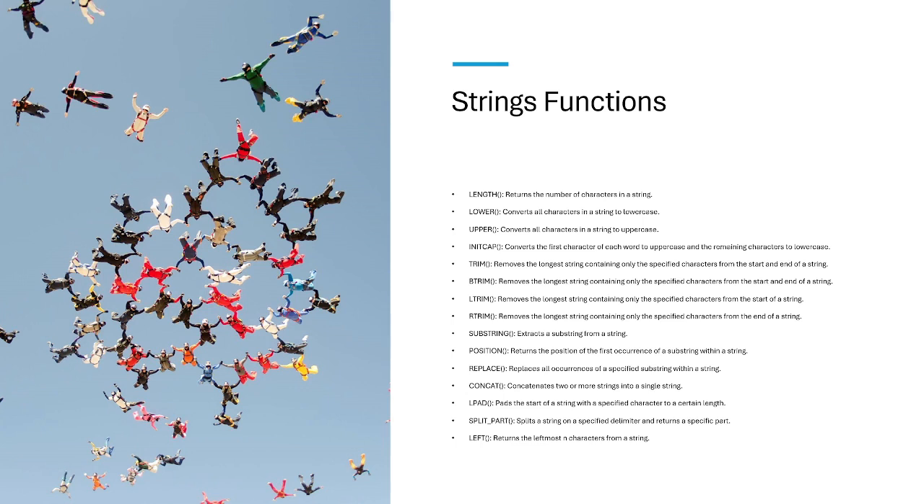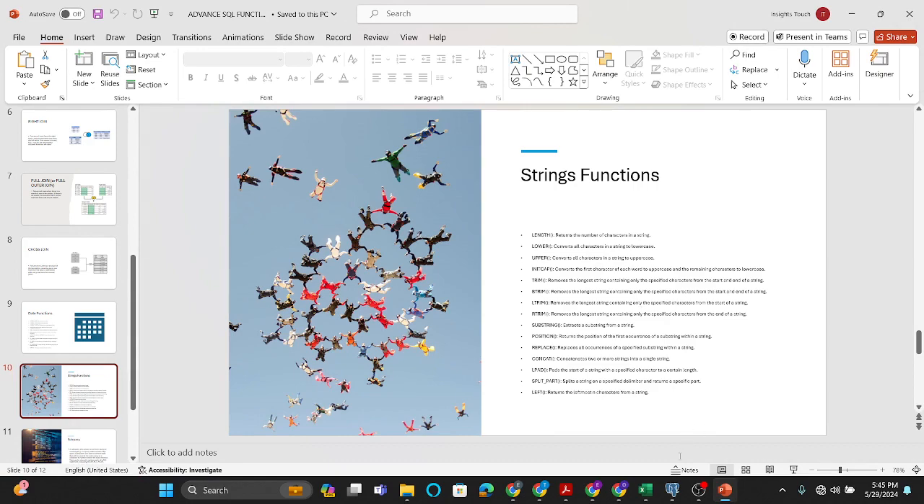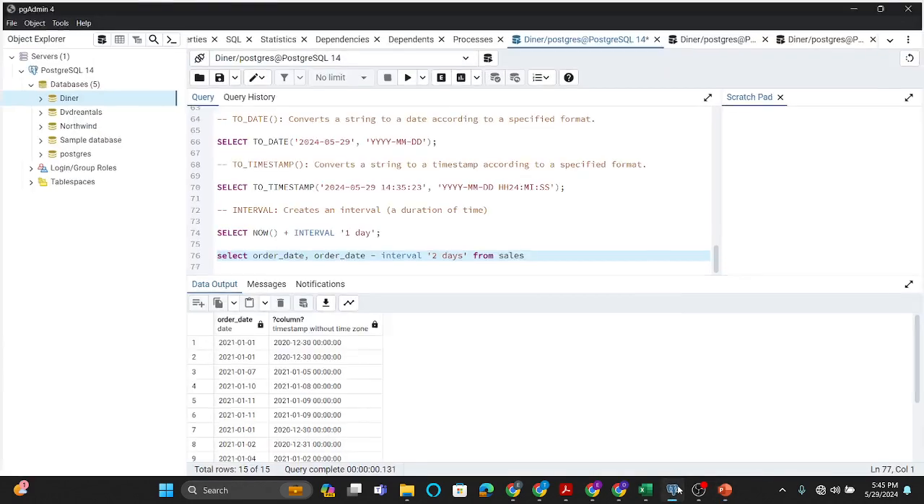We have the substring. Substring extracts a part of a string from a string. Position returns the position of the first occurrence of a substring within a string. Replace replaces all occurrences of a specified substring within a string. Concat merges strings together. Left parts, split parts, and many more like that. So you can look at all these functions, but let's look at how we can use them in SQL Postgres.